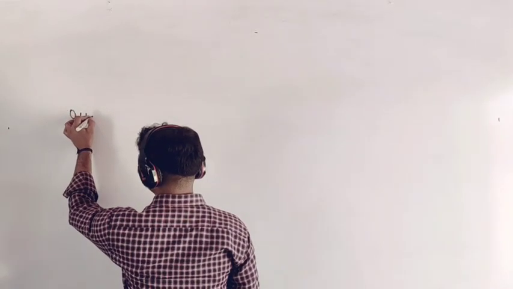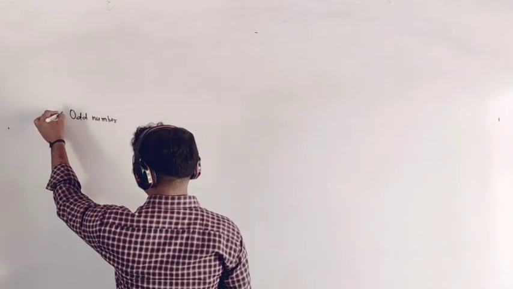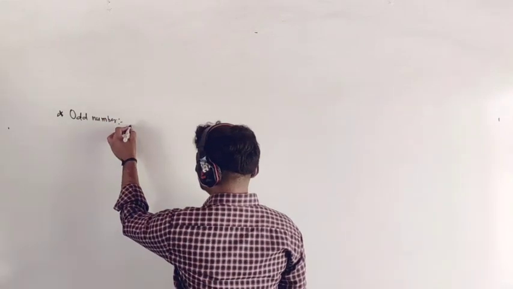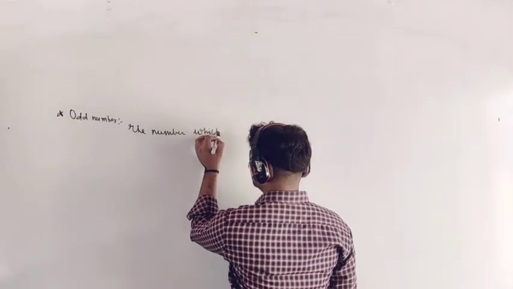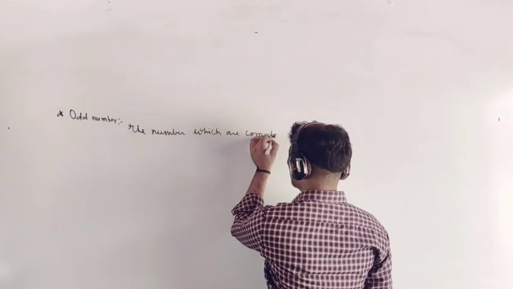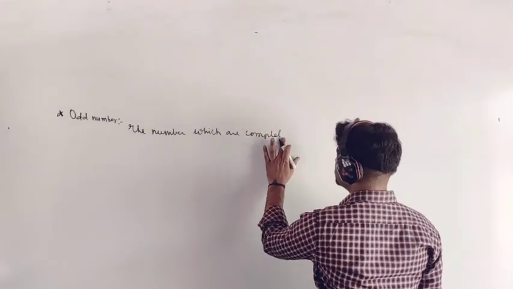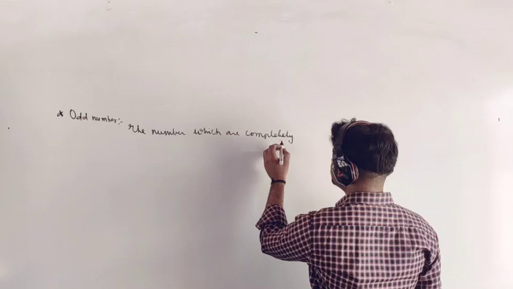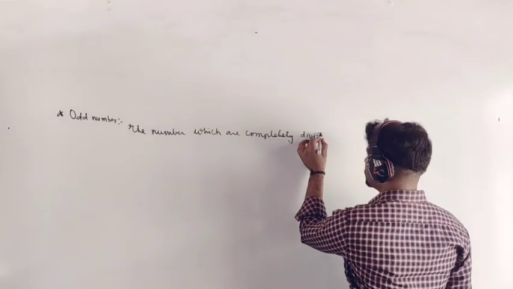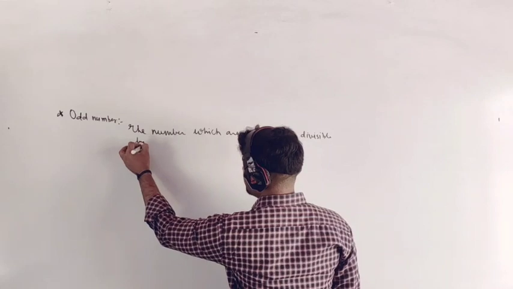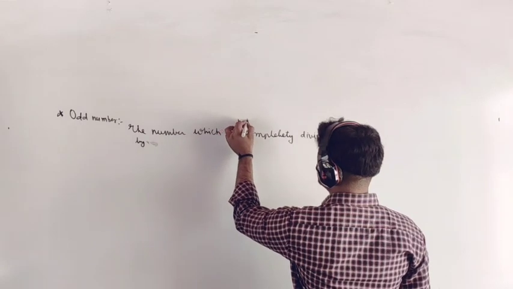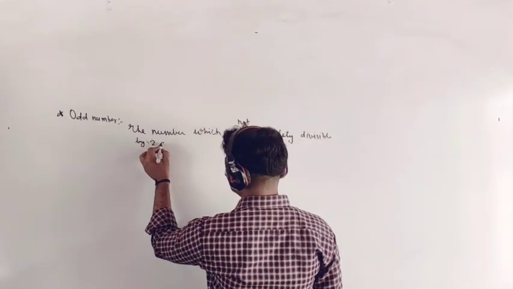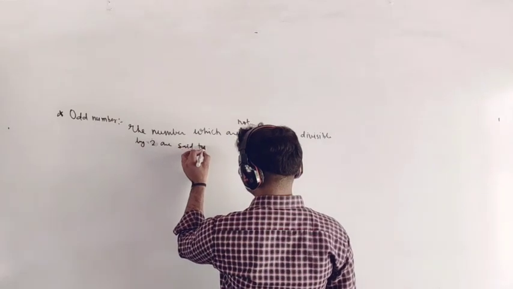So another topic is odd number. What is the definition of odd number? The numbers which are not completely divisible by 2 are said to be odd numbers.